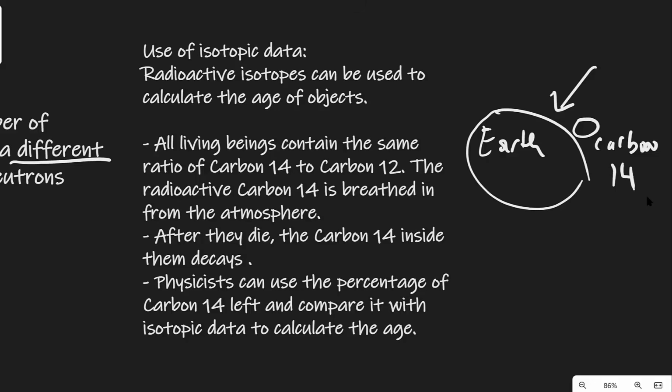Now, we actually have a constant ratio of carbon-14 to carbon-12 in our bodies. And after an organism dies, for instance, a tree, the ratio of carbon-14 to carbon-12 starts to decrease. Now, physicists can use the percentage of carbon-14 left and compare it with isotopic data, a really important word, to actually calculate the age.